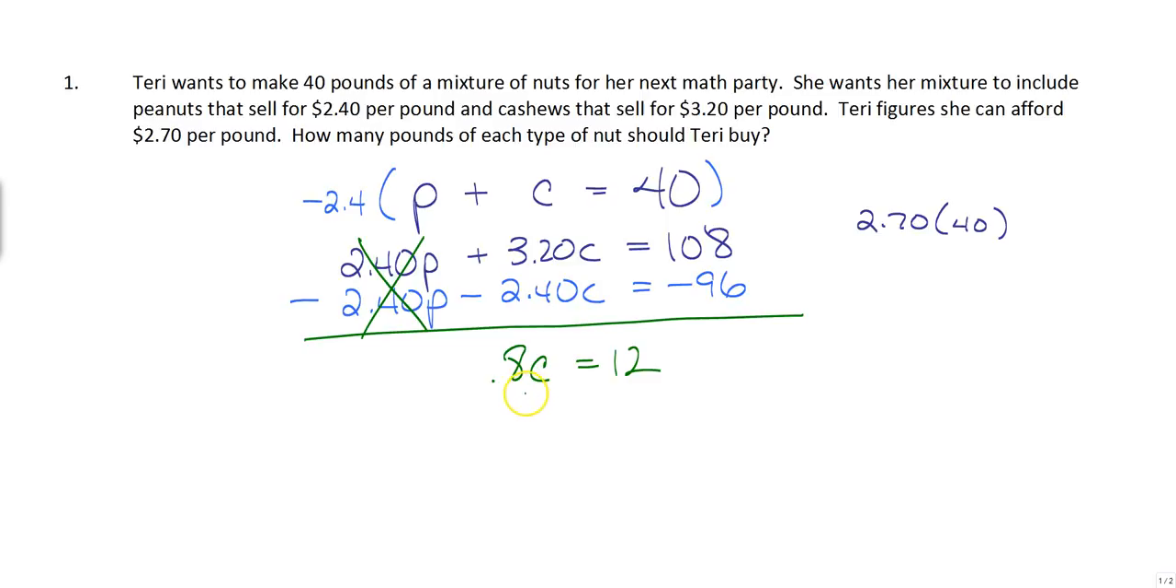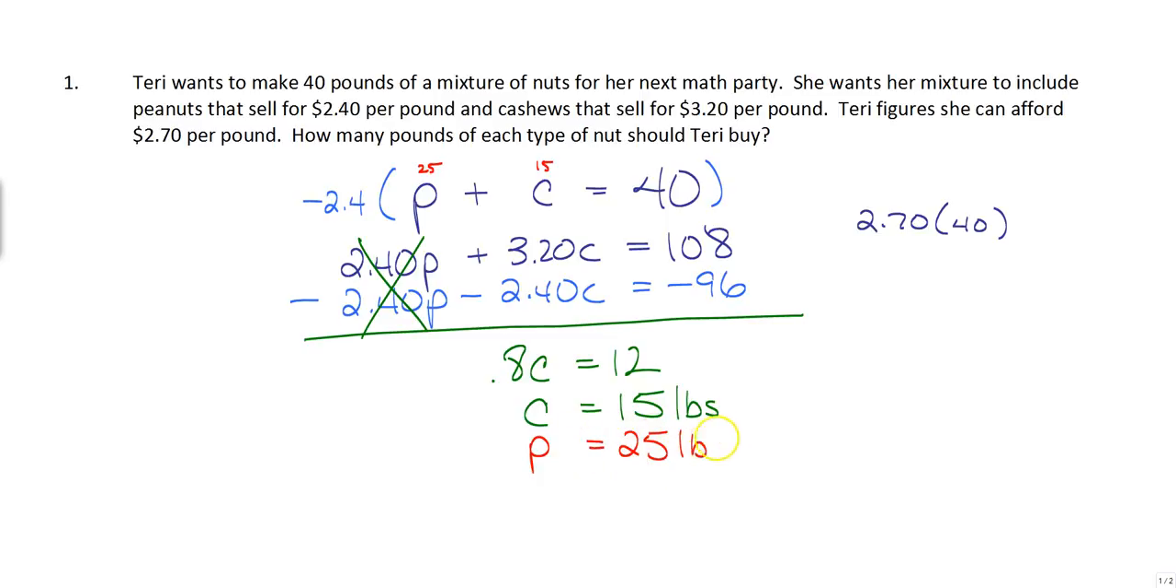So if we divide both sides by the 0.8, we are going to end up with cashews is equal to 15 pounds. So we have 15 pounds of cashews. Now remember, we need a total of 40 pounds, so peanuts plus cashews is equal to 40. So if we have 15 pounds of cashews, you need 25 pounds of peanuts.